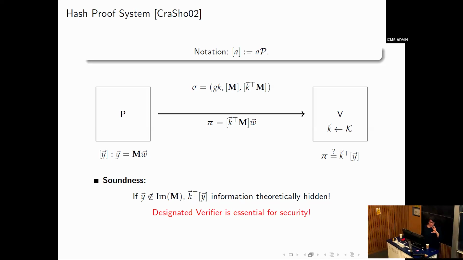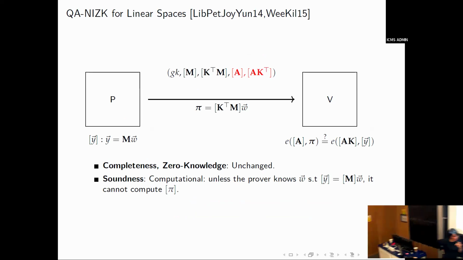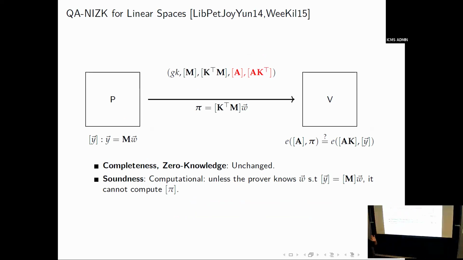I don't want to go into this too much, but the point is that quasi-NIZK proof systems are sort of a compilation of these hash proof systems into the public key setting. You can make this publicly verifiable if you have a pairing, under different types of assumptions. I will skip that because it would get too complicated, but the point is that we have some analog for computation and an analog for security now.